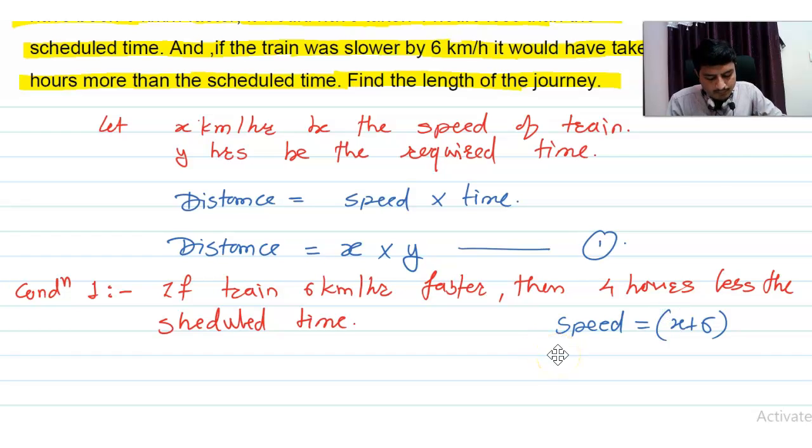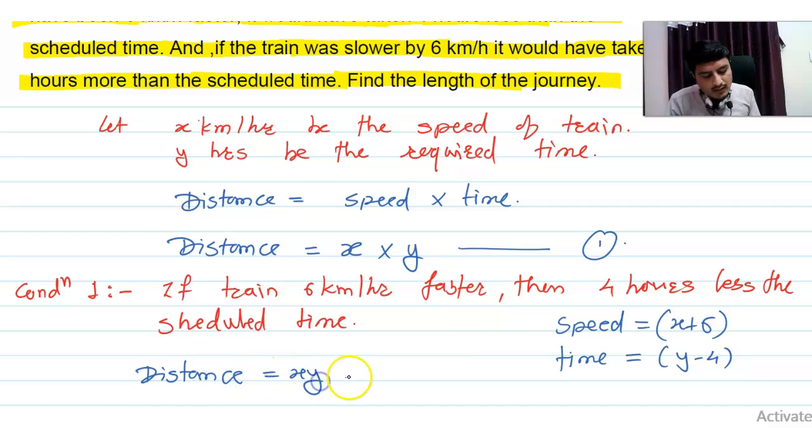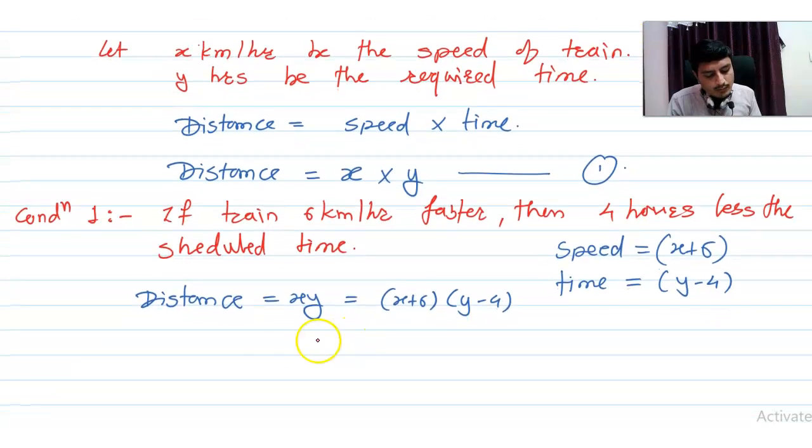And at the same time, 4 hours less than the scheduled time. The original time is y. So the time required to cover the journey is y minus 4. So the distance, which is xy, equals speed into time, that is x plus 6 into y minus 4. Try to simplify the RHS using the distributive law. We get xy equals, first distributing x over the bracket, x into y as xy, minus x into 4 becomes minus 4x.